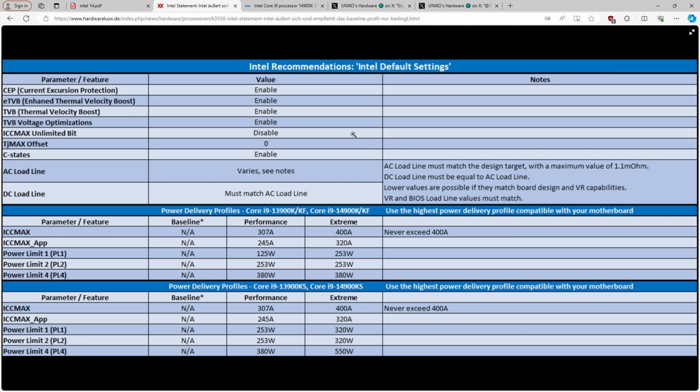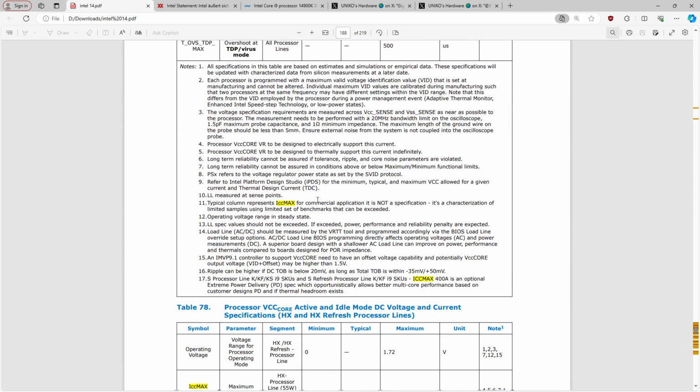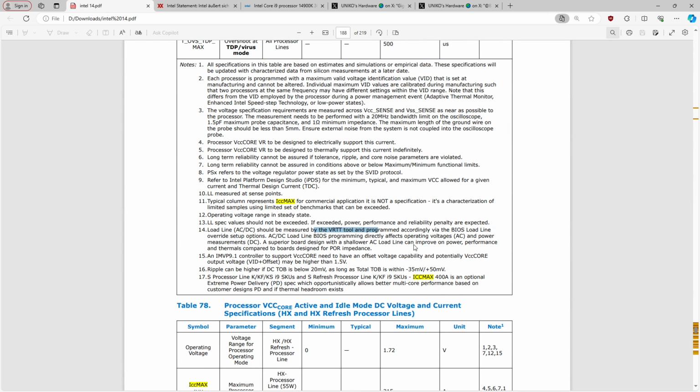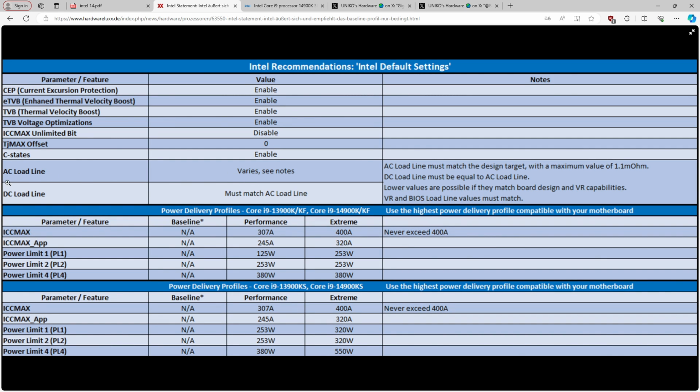It's relatively easy for somebody like me to go into the BIOS and check that TVB is turned off, CEP is turned off, ICC Max is turned on, and the power limits are set sky high. I can check all of that, but I have no way of verifying that the AC/DC load line settings are set according to what the VRTT tool would actually want, because I don't have that tool, right? And you might be able to get the load line setting out of the voltage regulator, but how do you know that the motherboard vendor isn't setting that below what it's supposed to be?